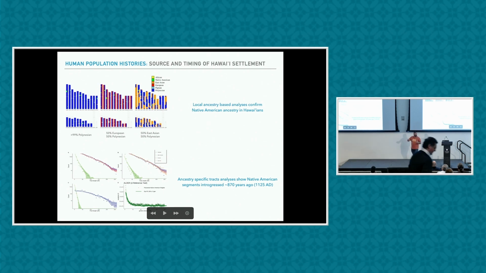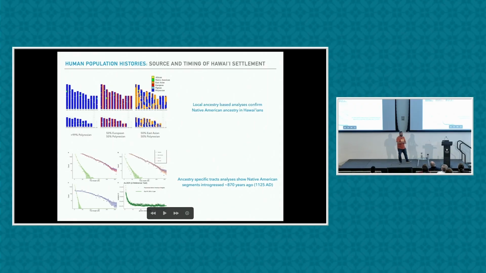Notice in all three plots, these are just representative plots. We have individuals throughout the spectrum. We see these green segments. And these green segments come from Native Americans. Right? So both admixture and this genomics result indicate that there is a Native American ancestry in the Hawaiians. So the next question we wanted to ask was where this Native American ancestry comes from and when.